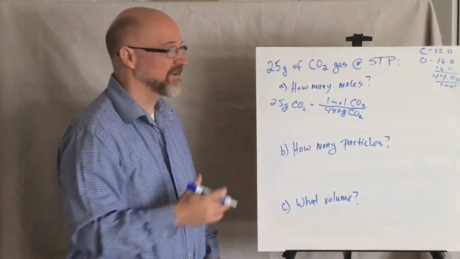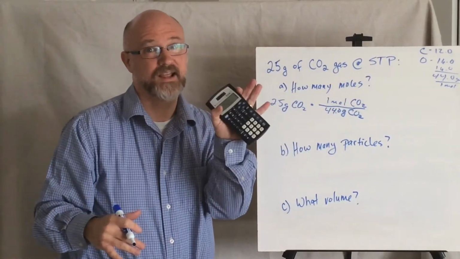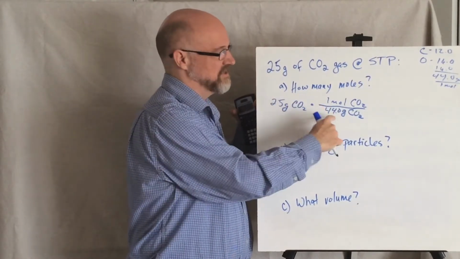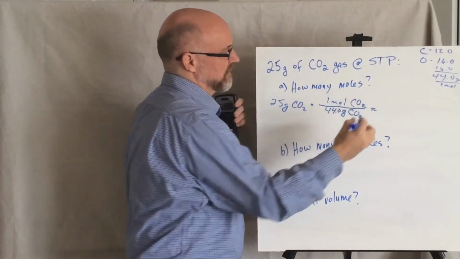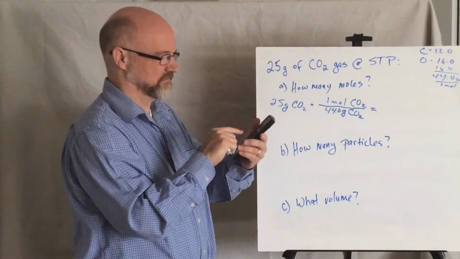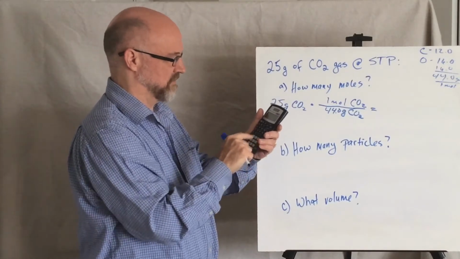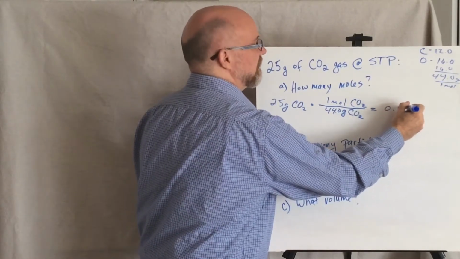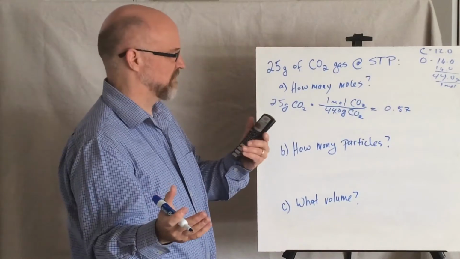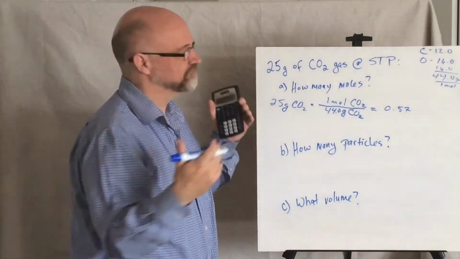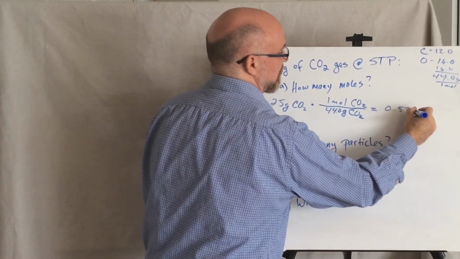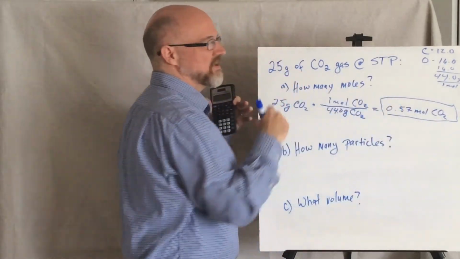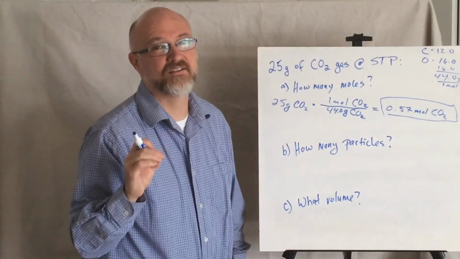So I've got it set up. If I set it up, the math will take care of itself because you've got a calculator. Numbers on the top, multiply by what's on the top of a fraction. Numbers on the bottom, divide by what's on the bottom of the fraction. So, turn my calculator on. 25 divided by 44 gives me 0.5681. We'll call it 0.57 mole CO2. So there's my answer. How many moles is this much carbon dioxide gas? A little over half a mole.